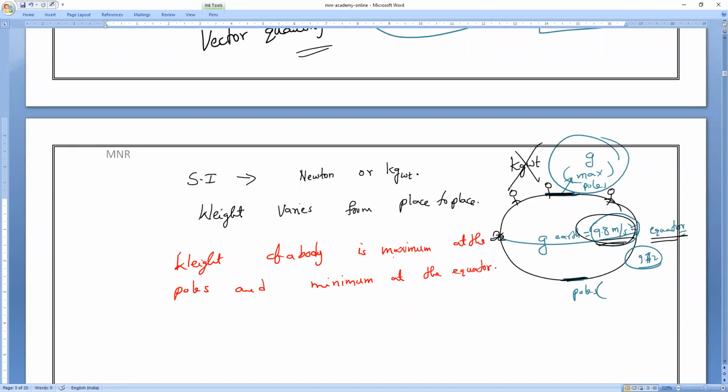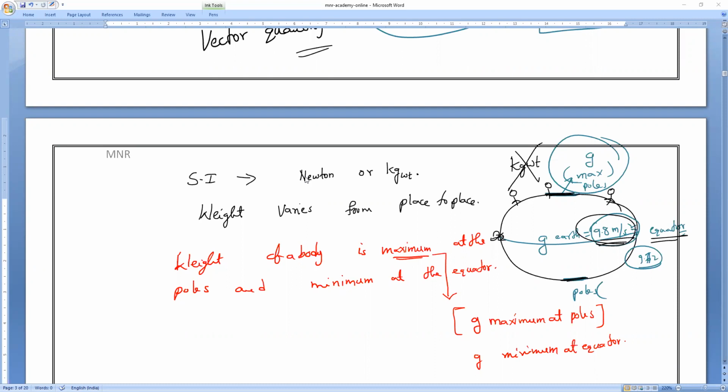So why, sir, is it maximum here? Please note that the weight of the body is maximum because at that place the g value is maximum. g is maximum at the poles. And g is minimum at where, guys? Equator. g is minimum at the equator. Please write it. Everybody clear? Girls, boys, Hasinis, Alfin. Anybody clear? Yes, sir.